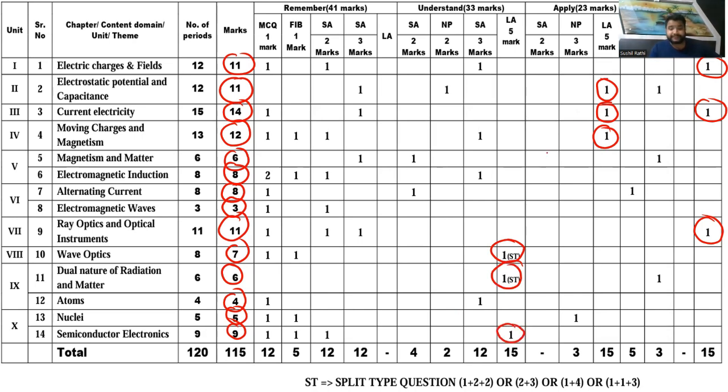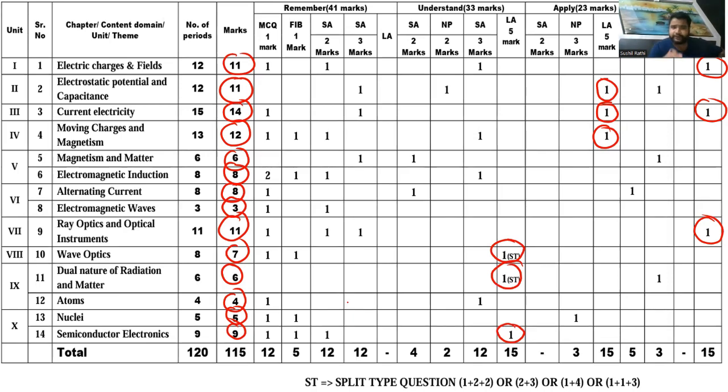So you can see the split. ST stands for split type, where they're going to break your questions into parts, say 3 plus 2, or 2 plus 2 plus 1, or 1 plus 4. That is how they're going to ask.